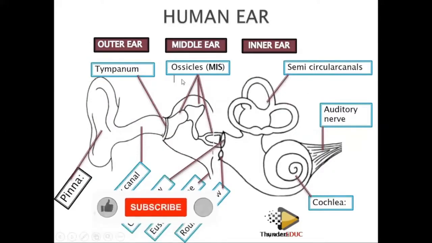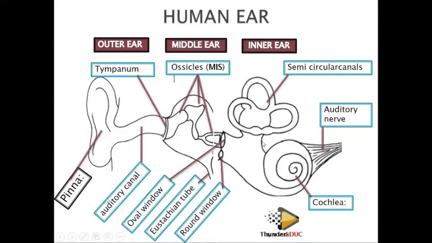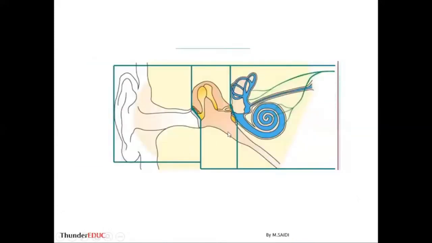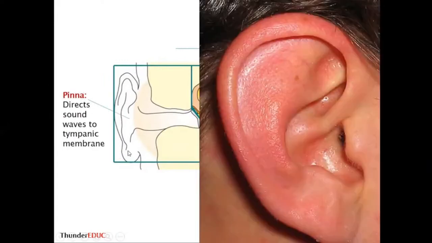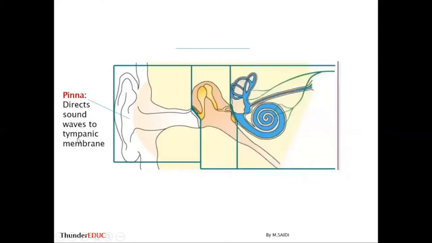Then we need to know the function of each part so that we can bring about the normal functioning of the ear. So the first part is what you call the pinna, which is the outside part of the ear. It collects and directs sound waves to the tympanic membrane. It means that it has these curves so that it can collect sound waves from any direction and then sends them to the tympanic membrane via the auditory canal.